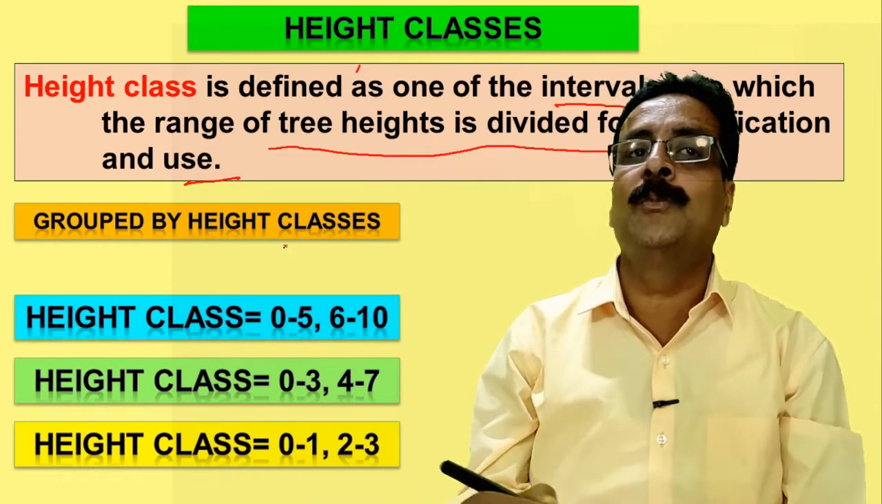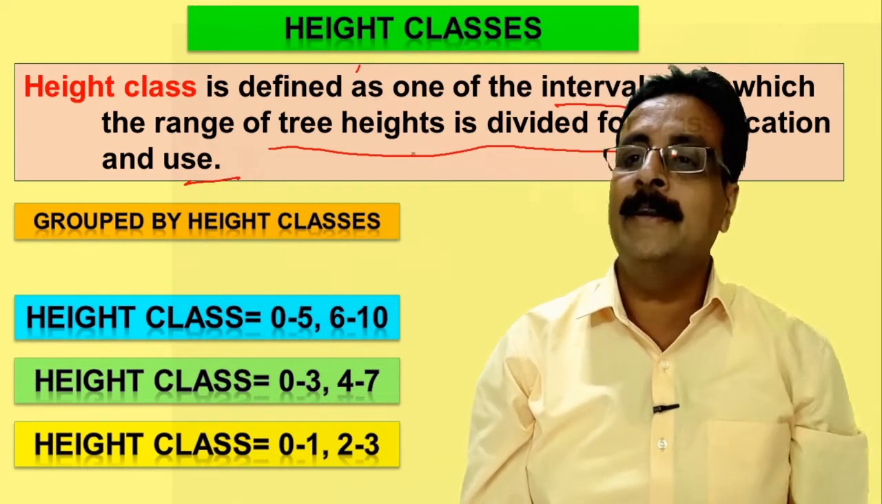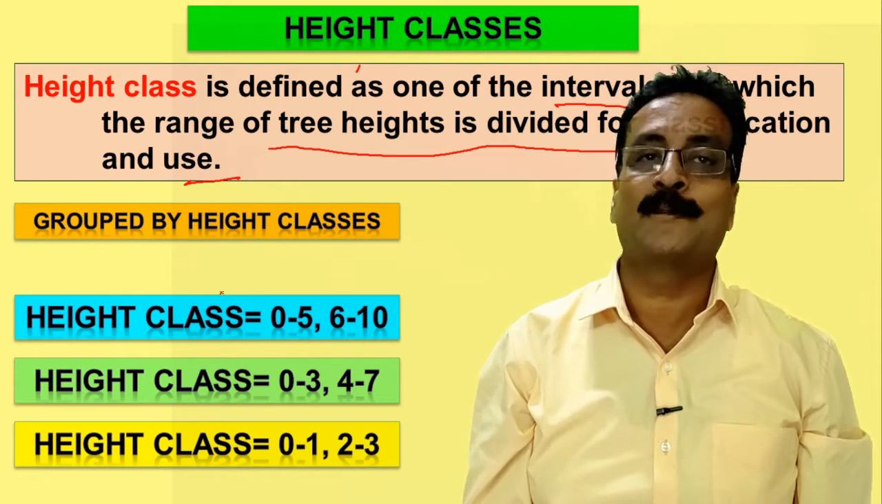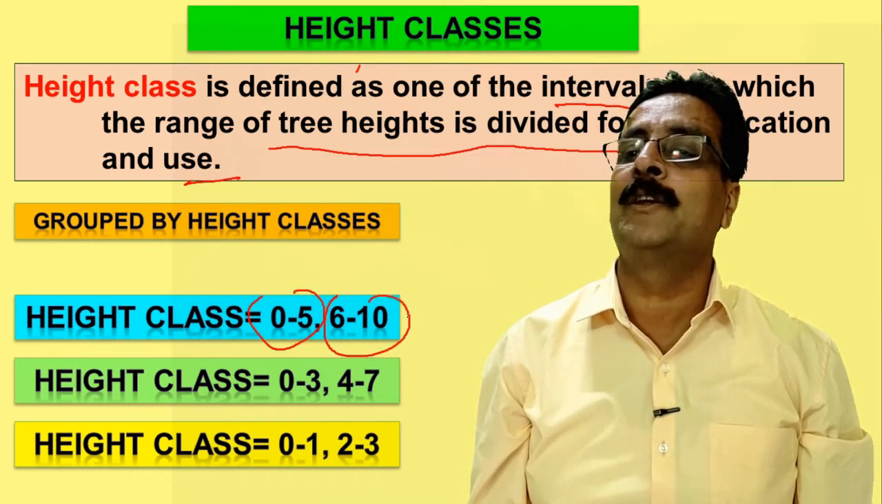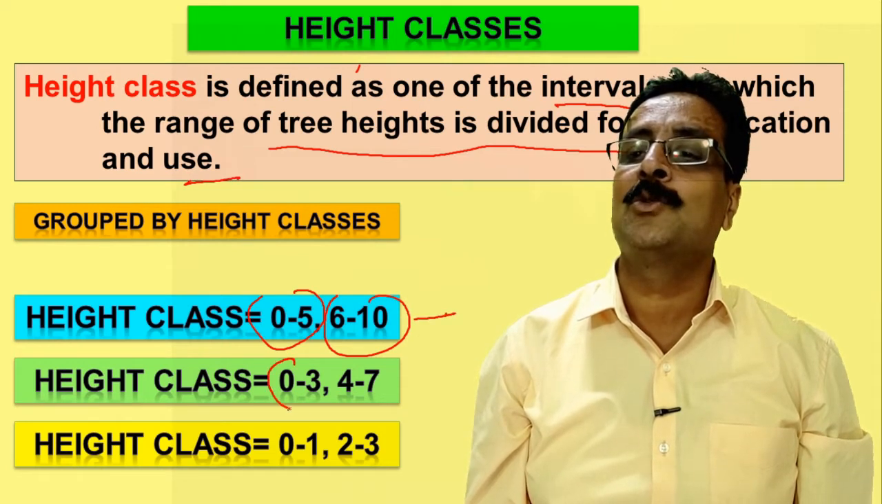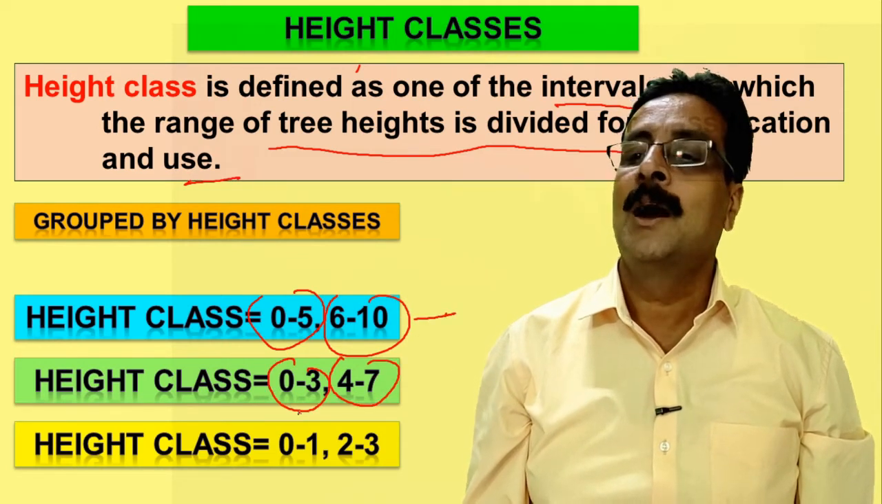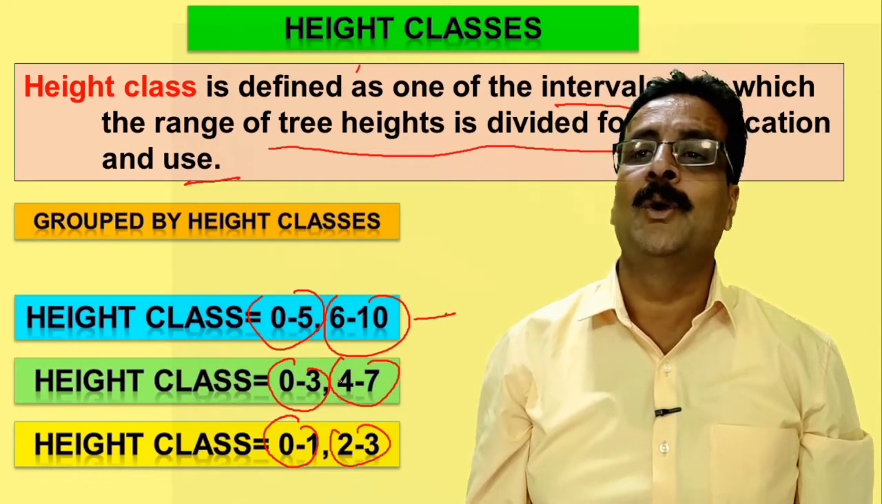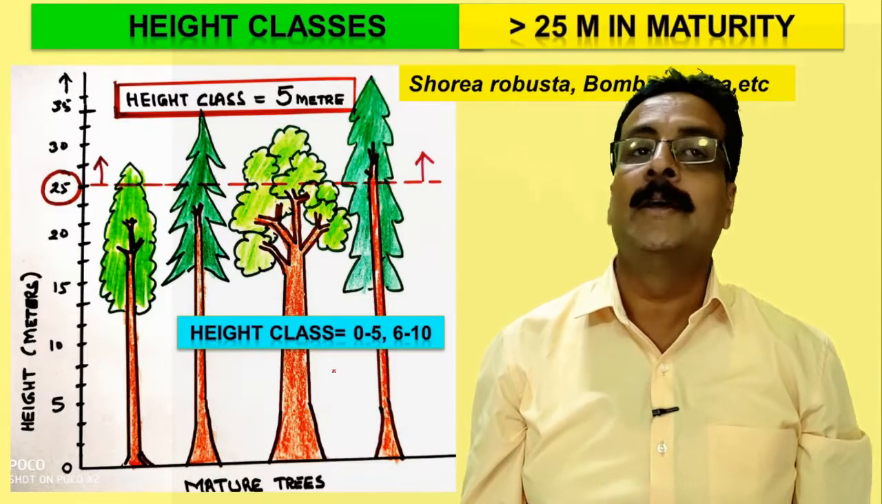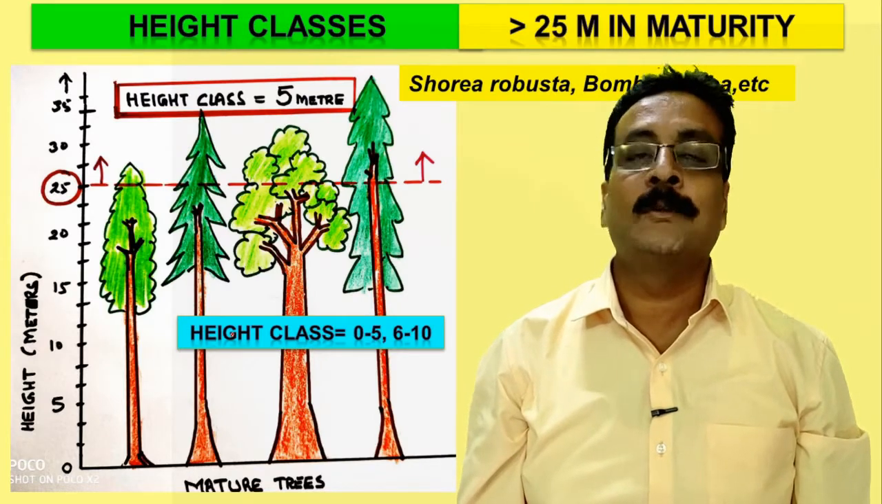So how will we group this height class? We have divided height classes like this. One is 0 to 5, 6 to 10 and 11 to 15, and so on. Another height class is 0 to 3, 4 to 7, and so on. Others are 0 to 1, 2 to 3, 3 to 4. Like this we will do. Let's understand how we do it. This we do for such cases.